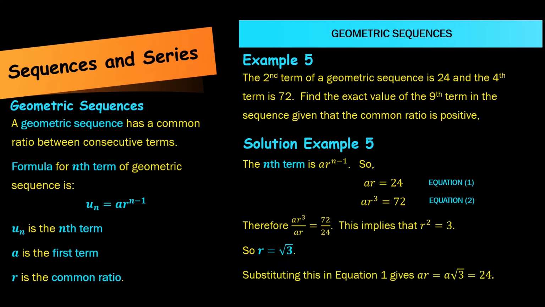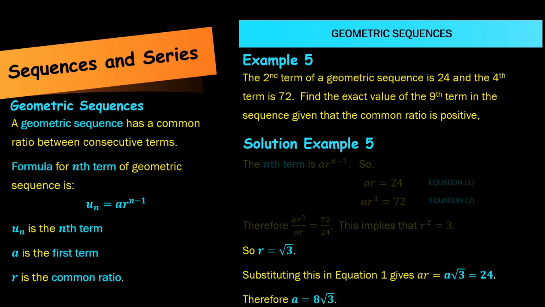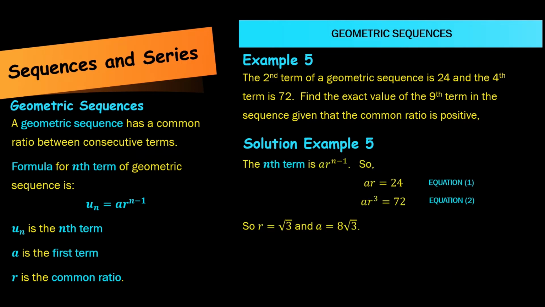We can now substitute this into equation 1 in order to help us find the value of A. So this gives us that AR equals A root 3, because of course R is equal to root 3, and from equation 1 we have that AR equals 24. And so we have that A equals 8 root 3. Now we have our values of R and A as shown on the screen.